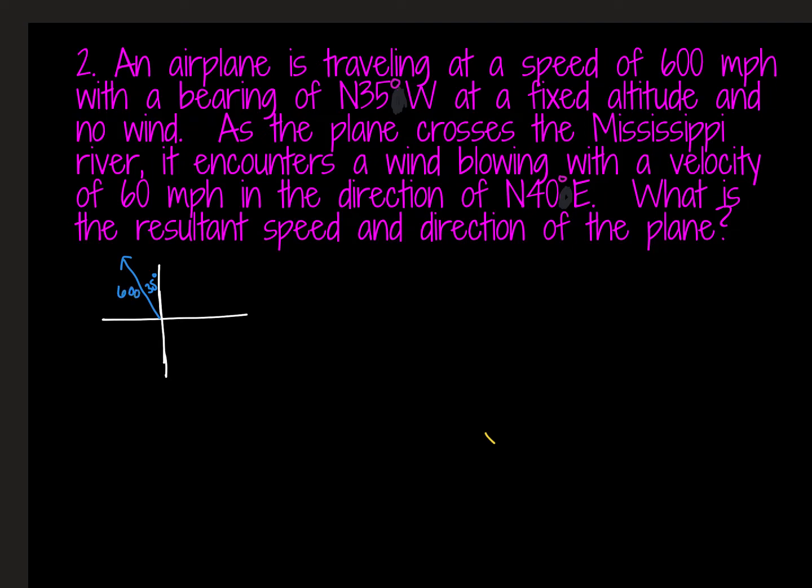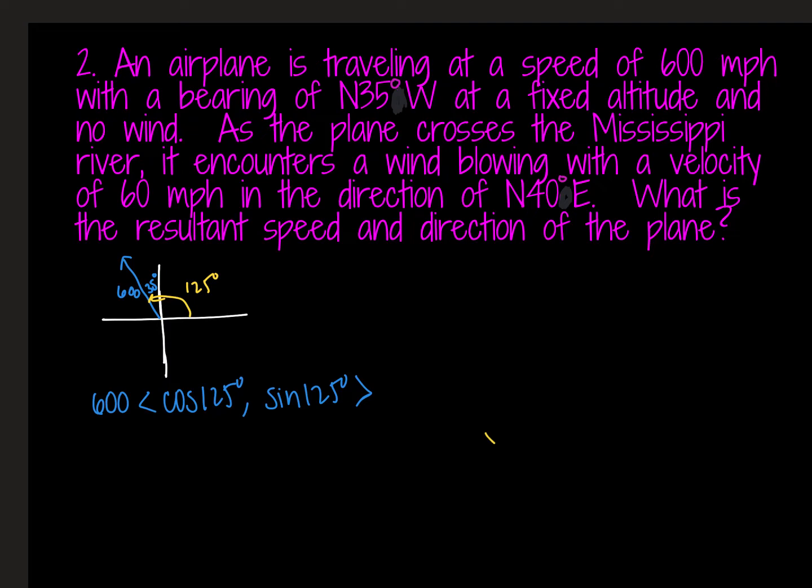Okay, so if I put that into component form, that's 600 times cosine, since this angle is 125 degrees, 600 sine 125. So that is the component form of the airplane.